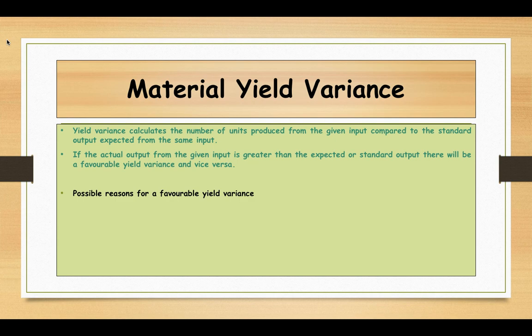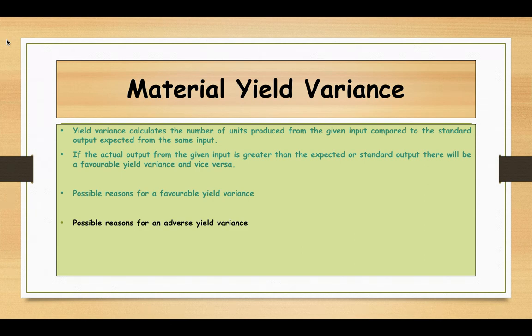We'll see the possible reasons for a favorable yield variance. A good quality material mix is used, or managers paid good attention to production facilities, or the company has used efficient labor or experienced workers. In addition to that, they might have used new advanced machineries.